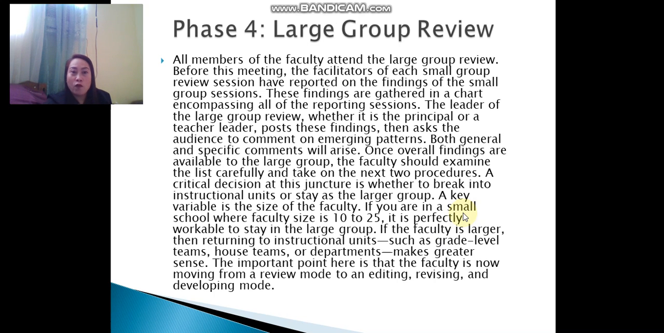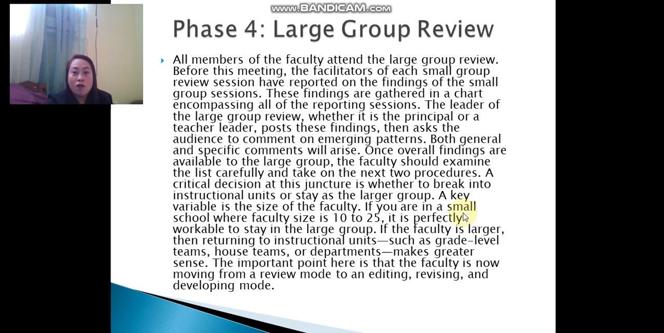In phase 4, a large group review, all members of the faculty attend the large group review. Before this meeting, the facilitators of each small group review session report on the findings of the small group session. These findings are gathered in a chart encompassing all the reporting sessions. The leader of the large group review, whether a principal or a teacher leader, posts the findings, then asks the audience to comment on emerging patterns. Both general and specific comments will arise.